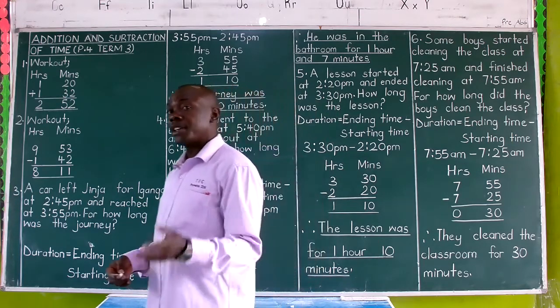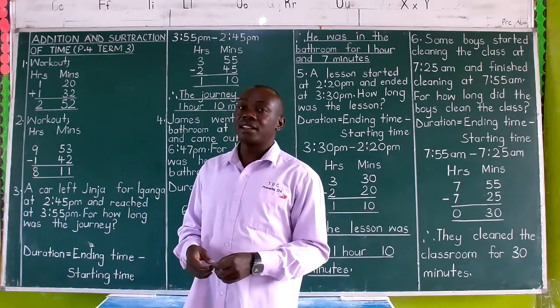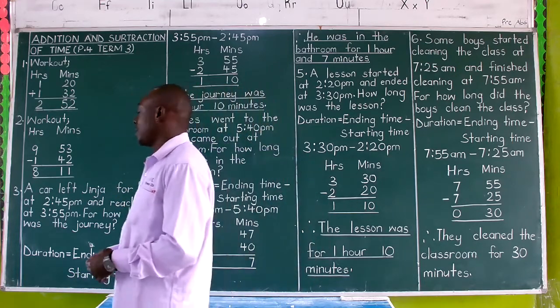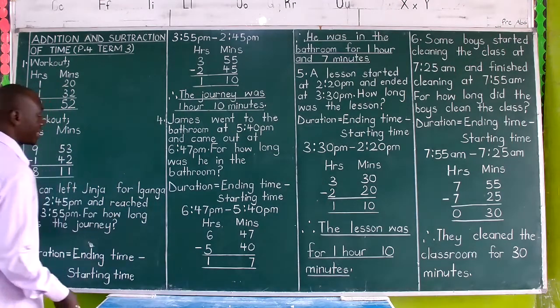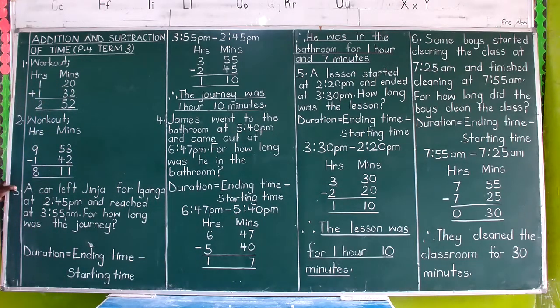Then go to the comprehension part. That's reading and understanding, and then we do apply. Now see a car. You know a car? Okay. It's the one we are talking about now. So, a car left Jinja for Iganga. It was being driven towards Iganga. So it left there at 2:45 p.m. and reached the same Iganga at 3:55 p.m. Question: for how long was the journey?